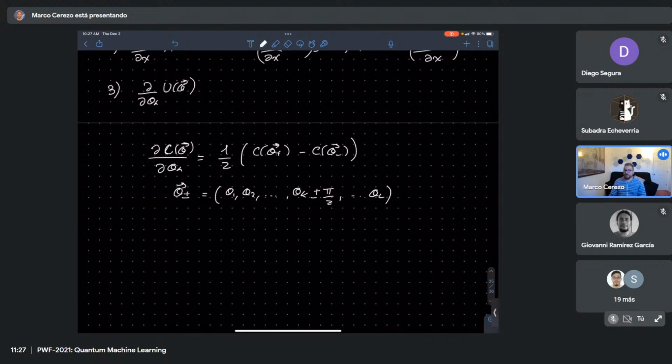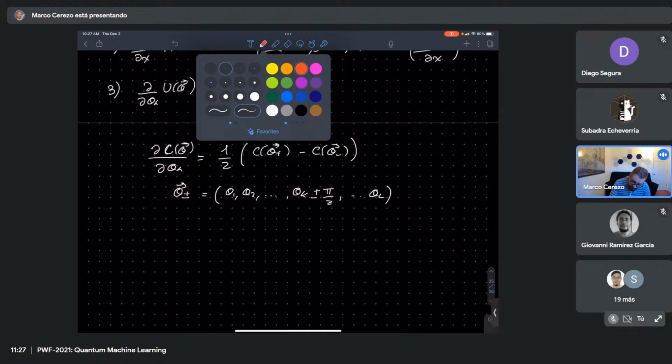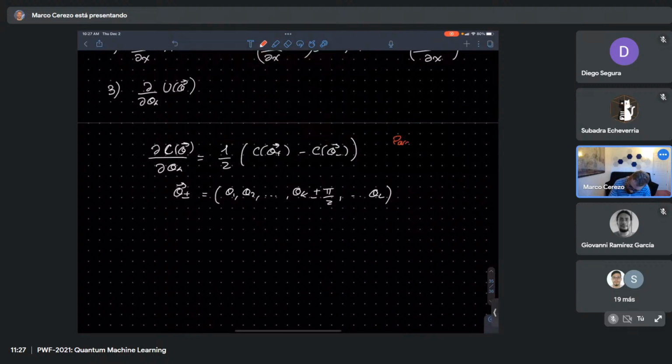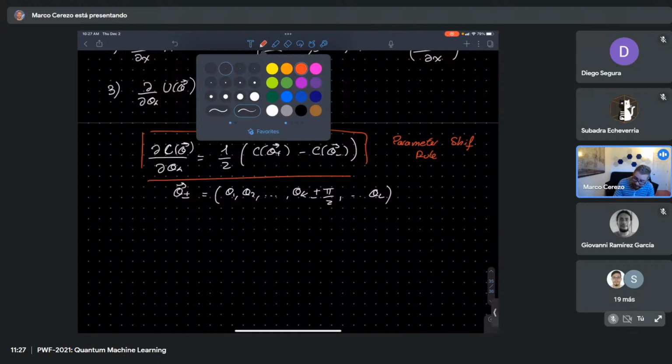So what does this mean? Let's just take a second and look at this equation. This equation right here is called the parameter shift rule. And it is extremely important because it gives us a way to compute exactly the partial derivative of a cost function with respect to a parameter by just evaluating the quantum circuit with a different set of parameters.